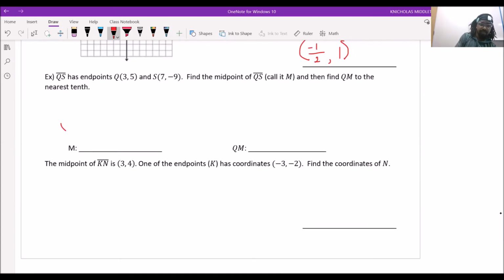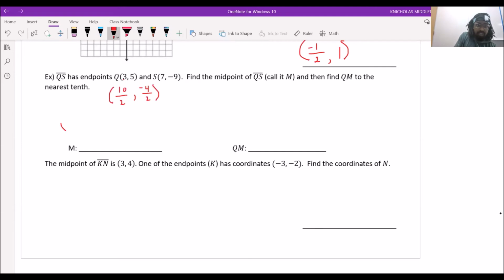So here we can find the midpoint just by plugging in our values. And again, I invite you to pause it and try to do this. Okay, so we're going to find the midpoint, and that is going to be the average of the x's, so 3 plus 7 is 10. The average of the y's, 5 minus 9, which is negative 4.